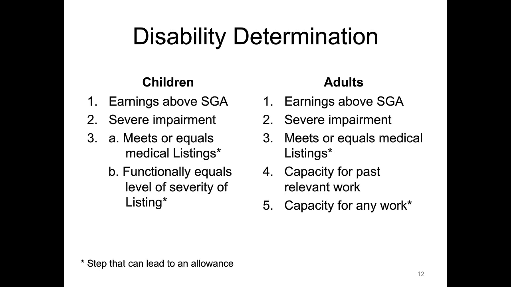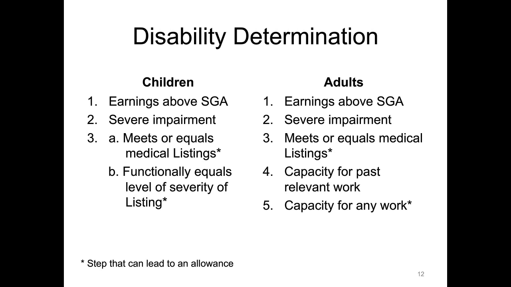Step 3 for children is whether or not that impairment meets or equals the medical listings or functionally equals a level of severity of the listings. And that's a step that can actually lead to an allowance. For people who don't know what the listings are, there's basically a list of medical conditions that SSA considers severe enough to prevent substantial gainful activity in adults or causes marked and severe functional limitations for children. There are separate listings for children and adults, though there's quite a bit of overlap as well.